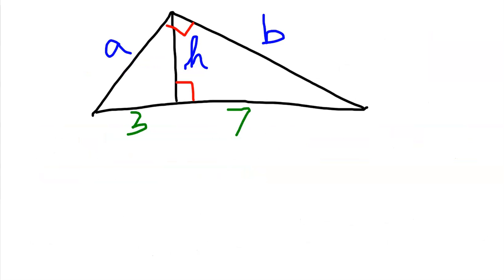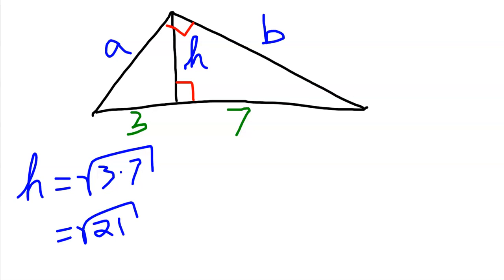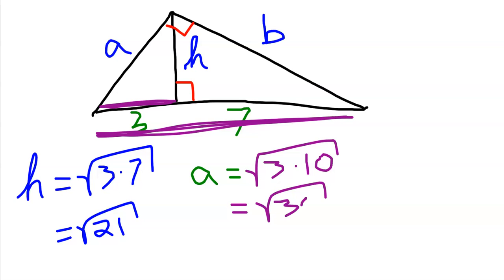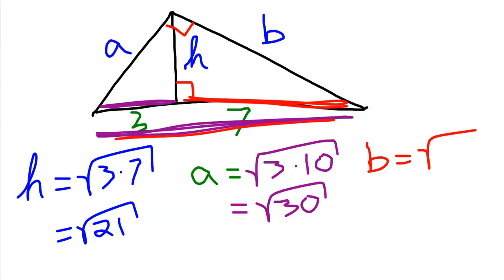So h, let's start with h, is the geometric mean of 3 times 7, the two pieces of the hypotenuse, which means that h is the square root of 21. A is the geometric mean of the close segment of the hypotenuse with the entire hypotenuse. So that is the square root of 3 times the length of the entire hypotenuse, 10, not 7, to give us that A is the square root of 30. And finally, B is the geometric mean of the close section of the hypotenuse with the entire thing. So that is the square root of 7 times 10, or the square root of 70.